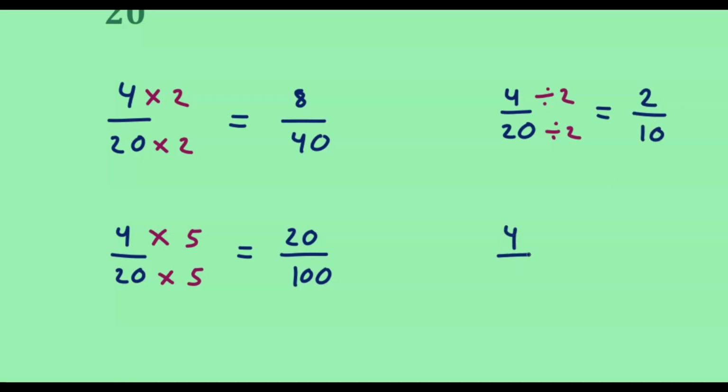Once again, let us consider 4 over 20, and this time let us divide both the numerator and the denominator by 4. Then what do we get? We have 4 divided by 4, that is 1, and 20 divided by 4, that is 5. So we have found some equivalent fractions. That is 4 over 20, 8 over 40, 20 over 100, 2 over 10, and 1 over 5. All of these are equivalent fractions.